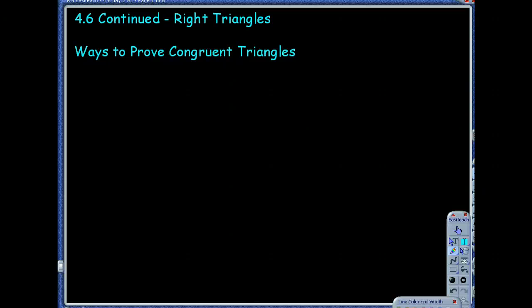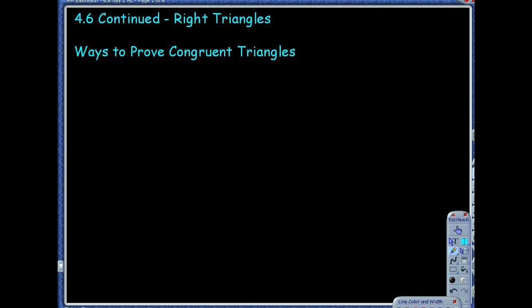So 4.6 we started yesterday, and we just talked about isosceles and equilateral. We're going to see some more of that, but we're going to throw in this idea of a right triangle. There's something unique about right triangles. There's a lot unique about right triangles. We're going to do a whole chapter on right triangles later. You're going to learn more about right triangles than you ever thought you would need to know before. But we're going to just start with some really cool stuff for proving triangles congruent.